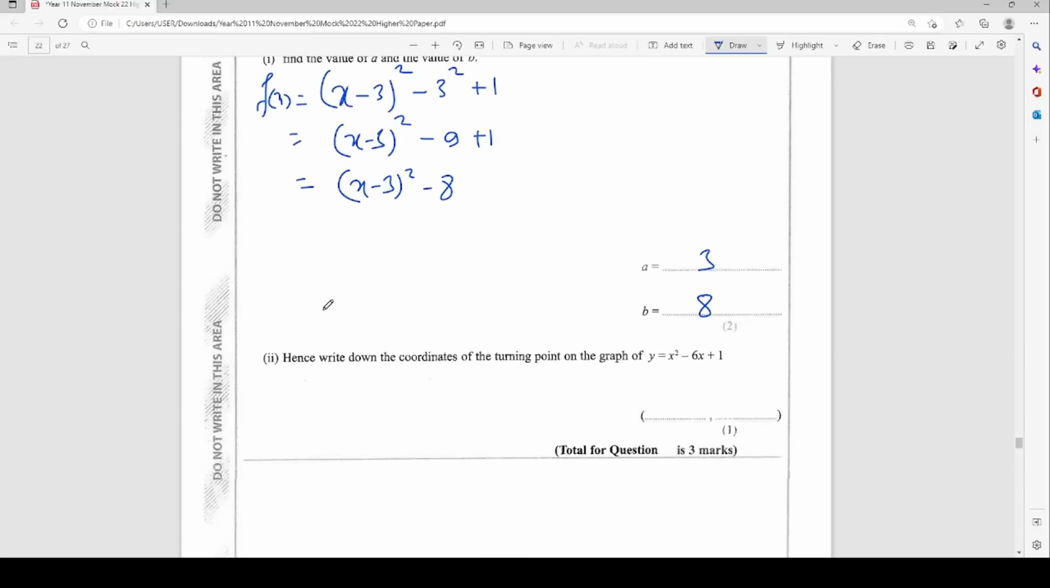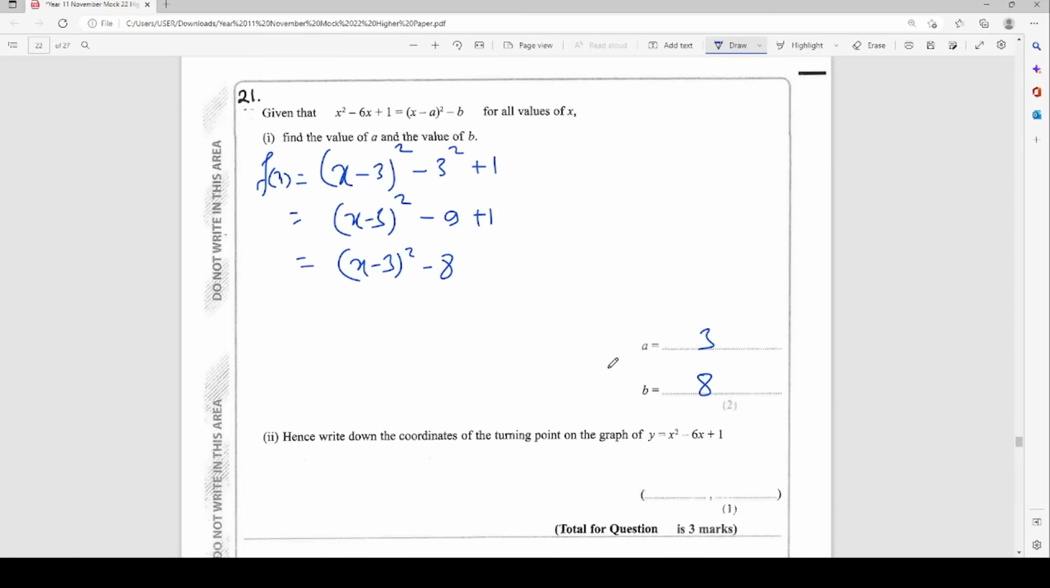Next part that we have got: write down the coordinates of the turning point of the graph of y is equal to x square minus 6x plus 1. So the turning point is basically going to be the vertex itself. Here the a is positive, so I will have a concave up parabola. So the coordinates are going to be 3 comma minus 8. Why 3 comma minus 8? Because the standard vertex form is basically a times x minus h whole square plus k. It should be plus k. Since we are having minus 8, I should be writing minus 8 here. So that's what my vertex would be.